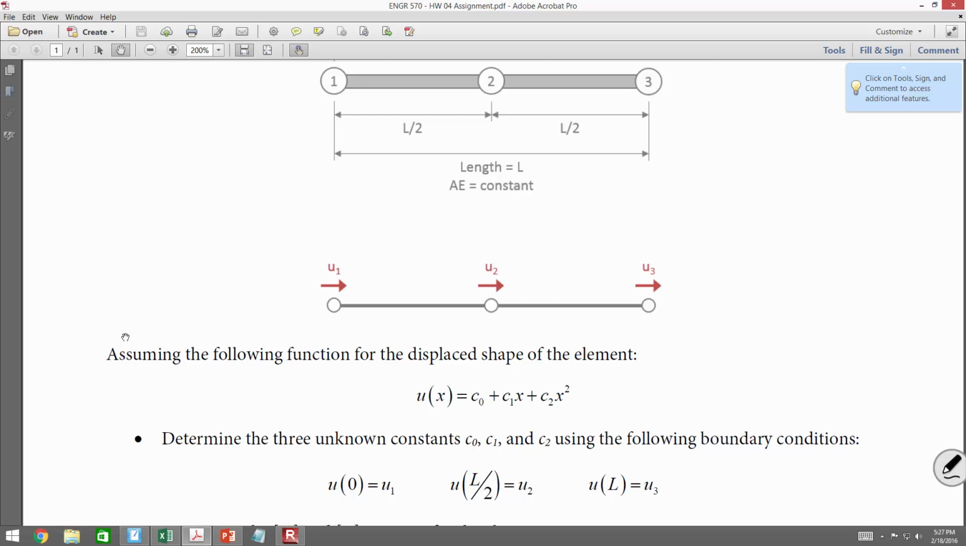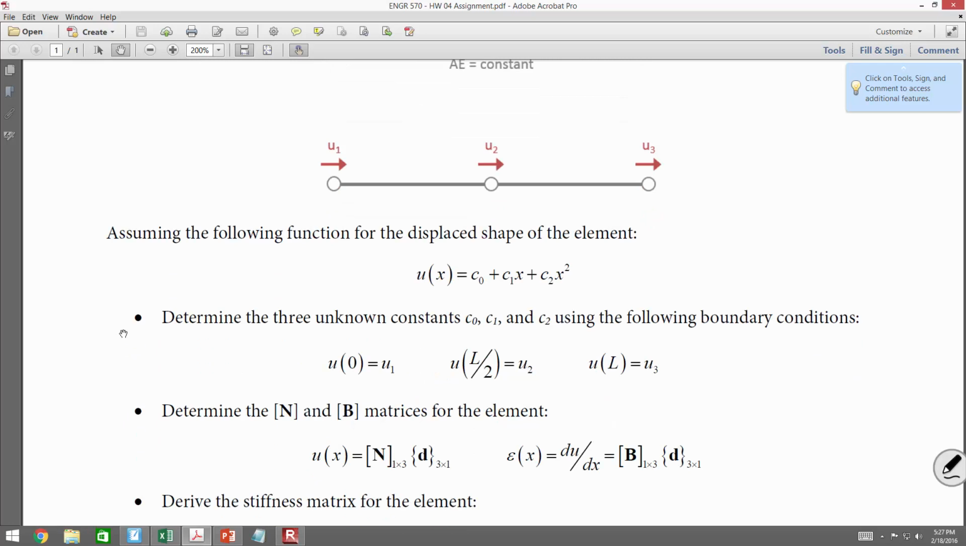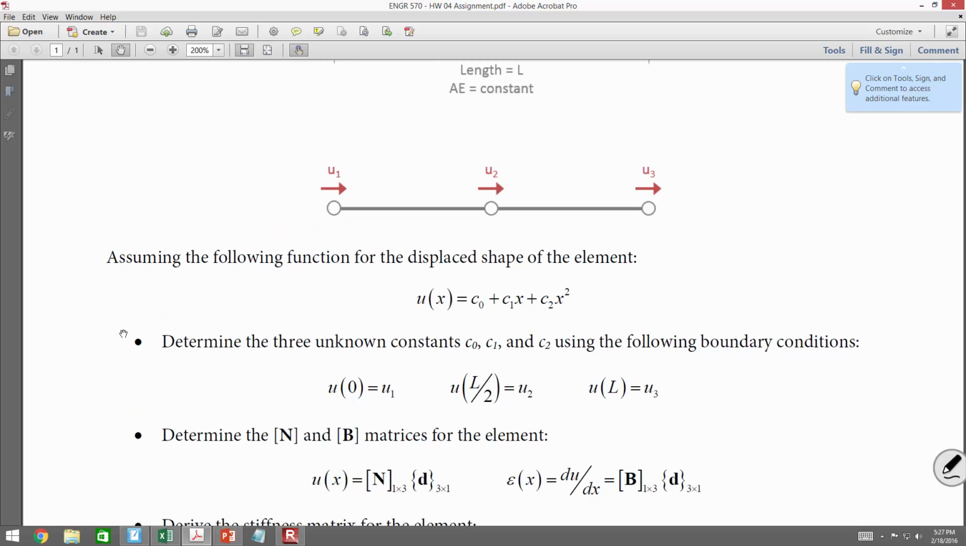The displacement at x equals 0 has to equal that, the displacement at x equals L over 2 has to equal that, and the displacement at x equals L equals this. So three equations, three unknowns. Once you get your constants, you should be able to organize them into shape functions. You should have a vector of U1, U2, U3, and a bunch of stuff multiplying that out. Those will be your shape functions.